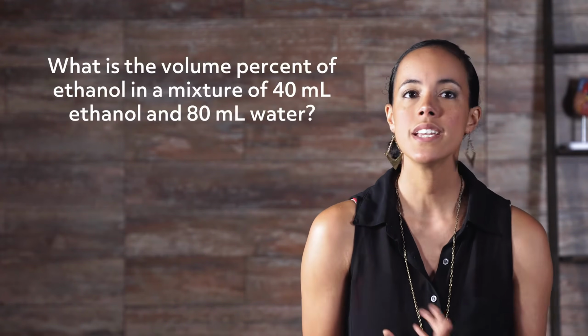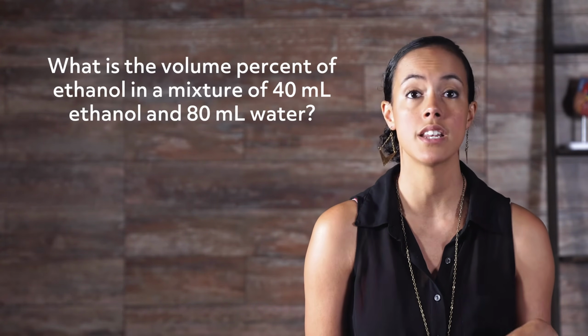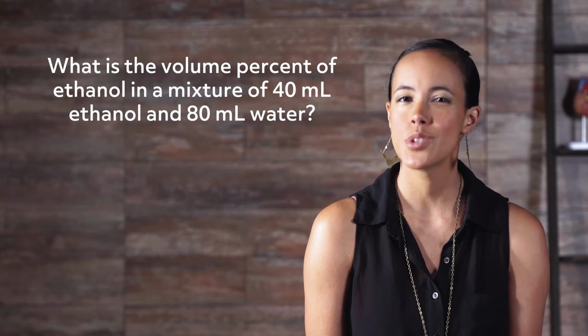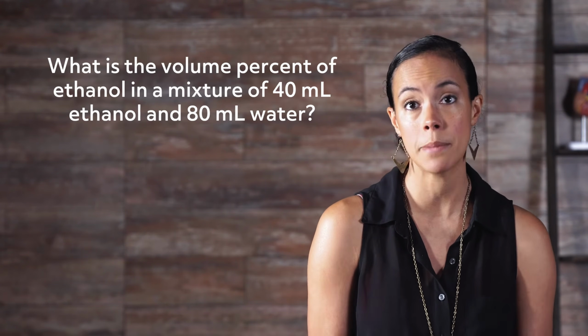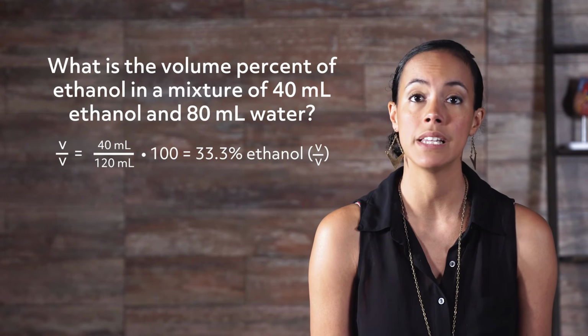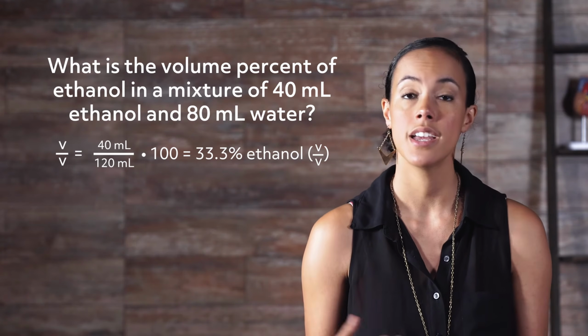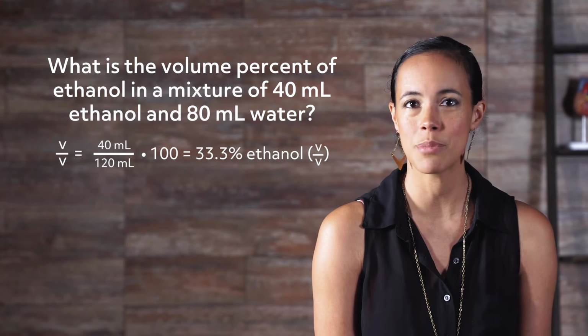For example, you might get a question like, what is the volume percent of ethanol in a mixture of 40 milliliters ethanol and 80 milliliters water? Assume that the volume of solution is 120 milliliters. V over V percent equals 40 milliliters over 120 milliliters times 100 equals 33.3% ethanol V over V. Now you should be able to understand what you're being asked and can easily make the calculations.